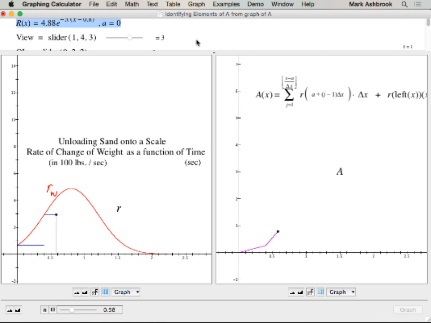Have we achieved the goal? Yes or no? Who says no? So we know how fast something's changing every moment. R sub W, right? This is the rate of change of sand falling onto the scale, and we want to know how much we have at every moment: the weight of sand on the scale at every moment. Leo says no. Autumn says no. Why not?